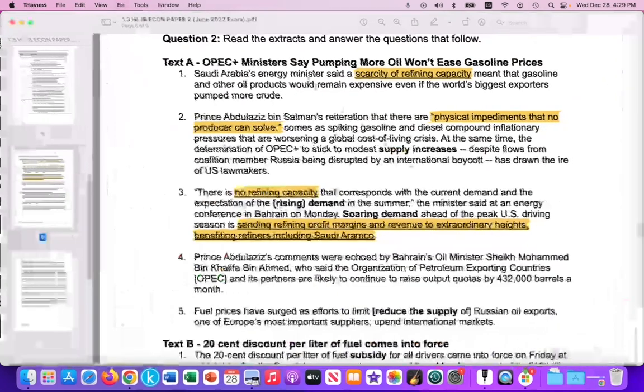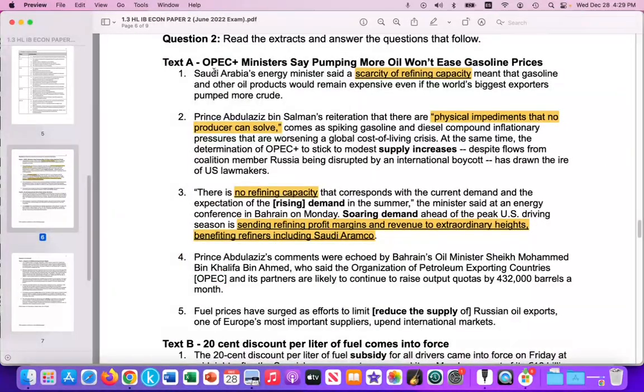So in this paper 2 exam where I used that article, it says here that there's an expectation of rising demand, right? This was printed in May of 2022. There's no refining capacity, so that means that the supply curve is going to be very inelastic. And there's an expectation, that's a non-price determinant of demand. There's an expectation of rising demand in the summer. Soaring demand ahead of the peak U.S. driving season is sending refining profit margins to extraordinary heights, and that was covered in other videos.